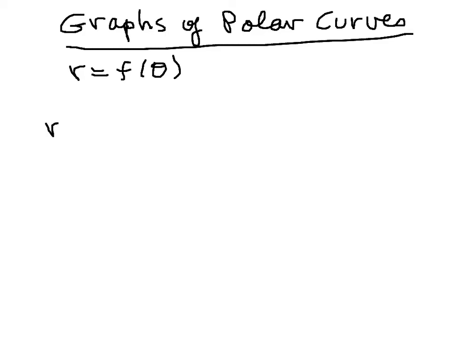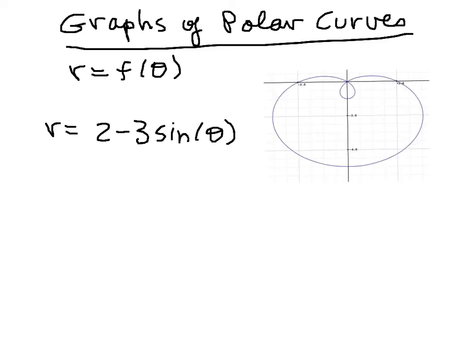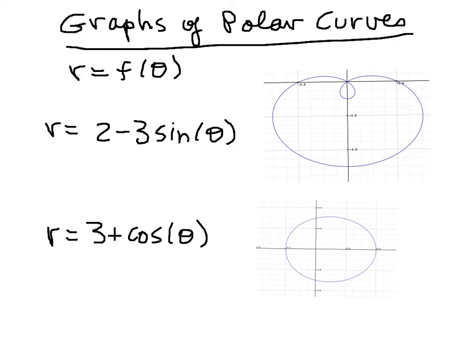Suppose we want to look at the graph of r is equal to 2 minus 3 times the sine of theta. Let's see what that looks like. So you see that is a pretty cool graph. One of the things to notice is this little inner loop right here. Kind of neat. So here we see the graph of 3 plus cos of theta. Looks kind of elliptical, doesn't it? Let's look at a few more.